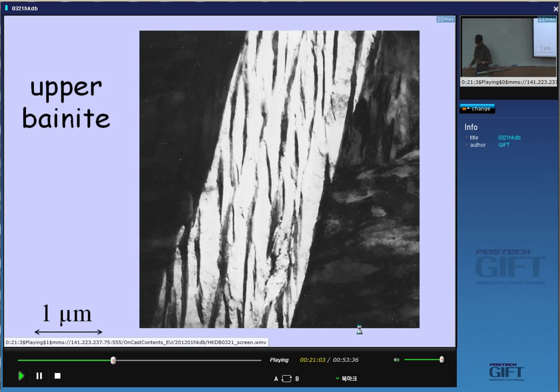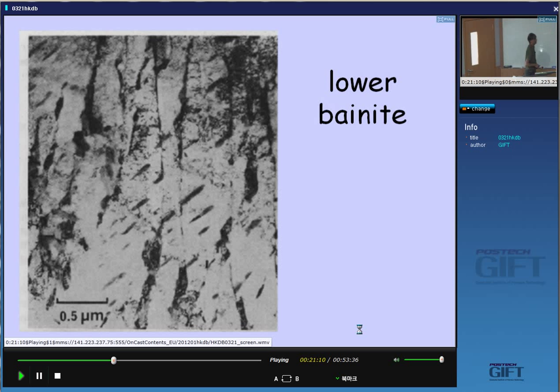So this is the upper bainite, where you can see that inside the plates, there are no carbide precipitates. In contrast, this is lower bainite, where in addition to the cementite in between the plates, again, look at the scale, this is half a micrometer. In addition to the precipitation between the plates, which is on a finer scale, you have some of the carbon precipitated inside the plates of ferrite. So this is a very characteristic way of distinguishing between upper and lower bainite.